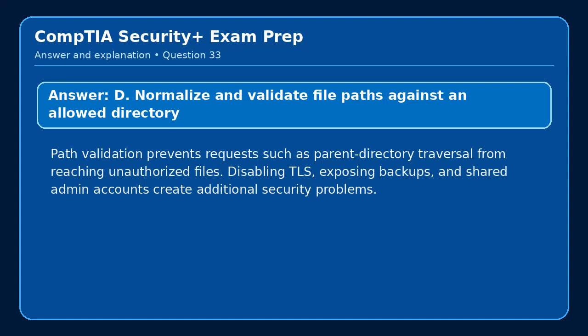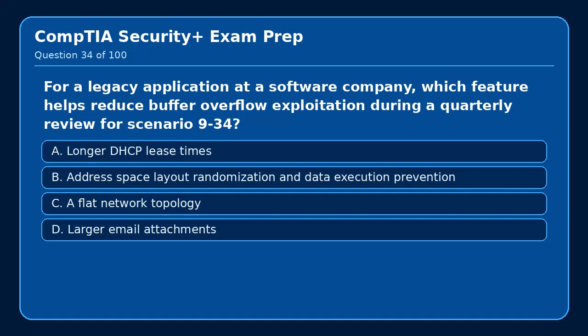The answer is B. Address space layout randomization and data execution prevention. ASLR and DEP make memory exploitation harder by randomizing locations and preventing execution in data regions. Attachment size, flat networks, and DHCP releases do not mitigate memory corruption.